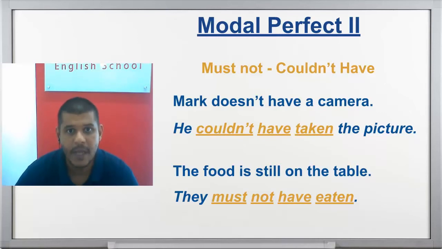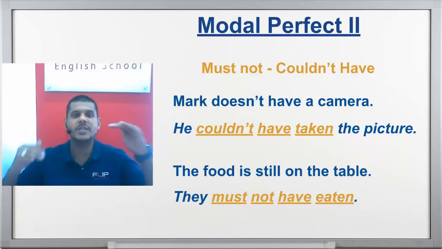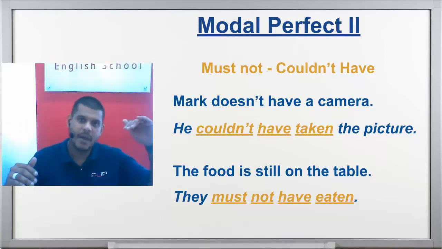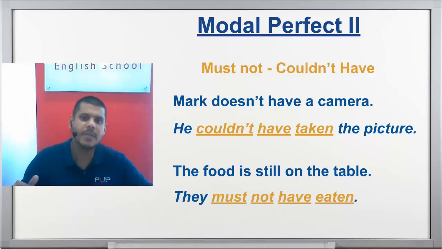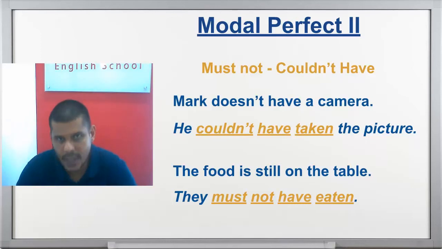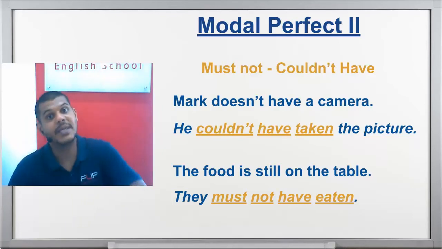Alright? Okay? So guys, basically this is it for the Modal Perfect 2. Okay? I hope you guys understood this whole idea of different degrees of certainty. Okay? With must have and may, might, or could have, and must not and couldn't have to indicate that you are almost 100% sure something didn't happen.